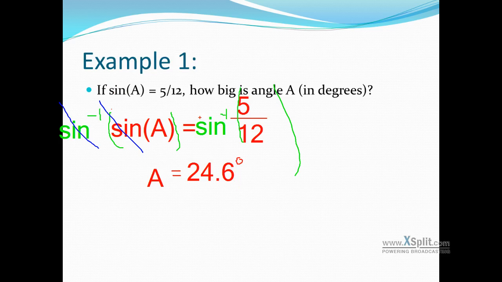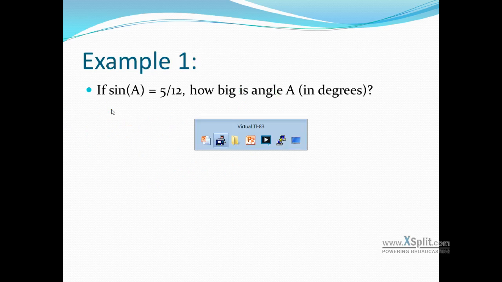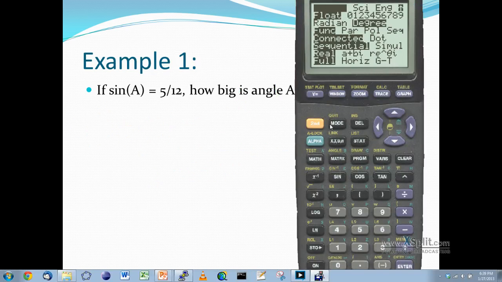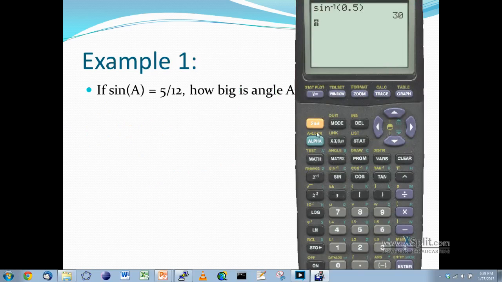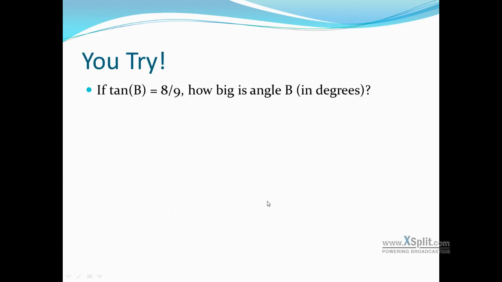I want to show you that on the calculator as well. Unfortunately, I need to clear my screen. Let's remember sine inverse of 5 over 12 is 24.6. I'm going to type that into my calculator here, sine inverse of 5 over 12, and we are going to get 24.6.